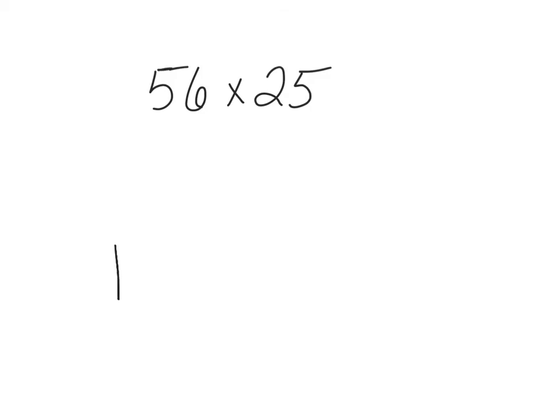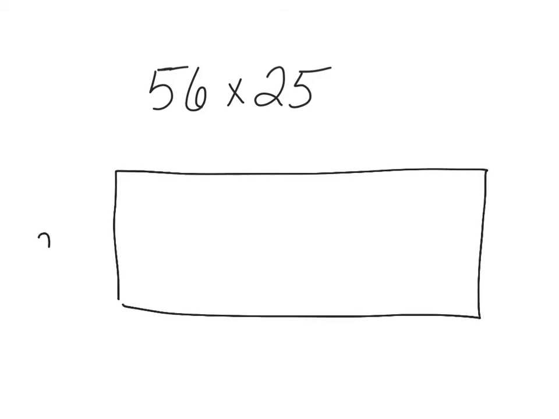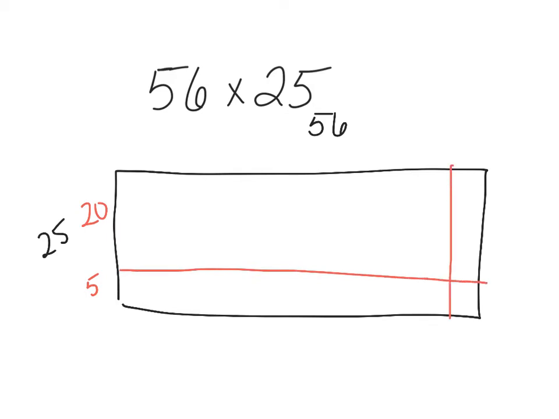This time I have 56 and 25. So I'm going to put 25, put 56. And now I need to break apart both of these. Well, 25, I'm going to do 5 and 20. And I'm going to do 50 and 6.